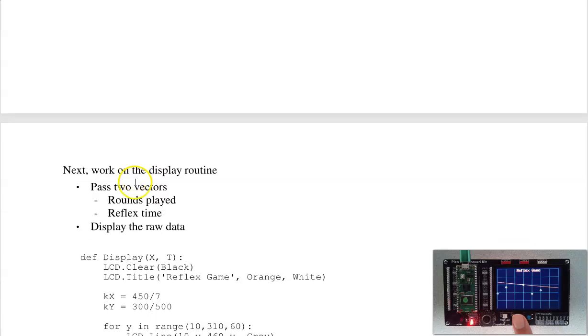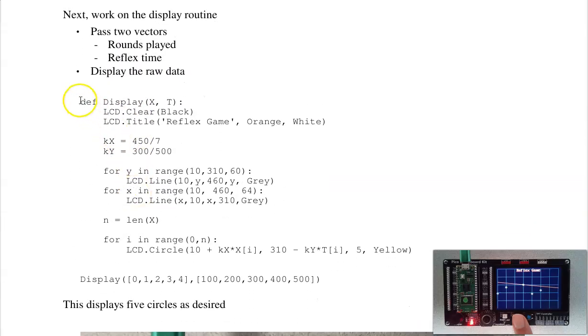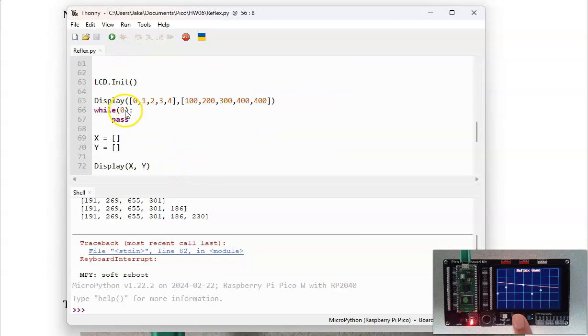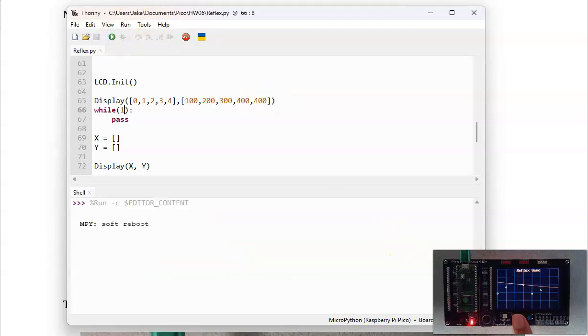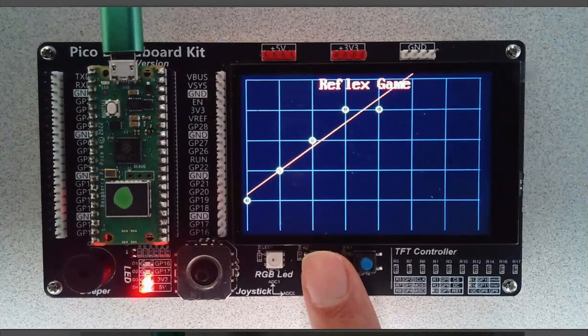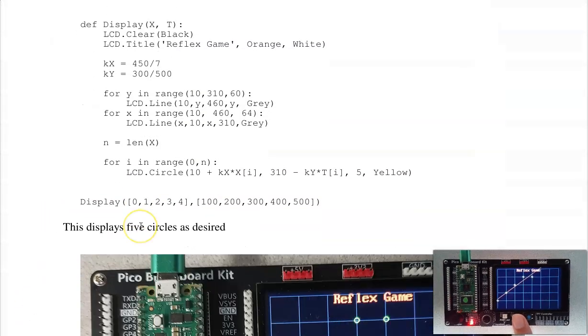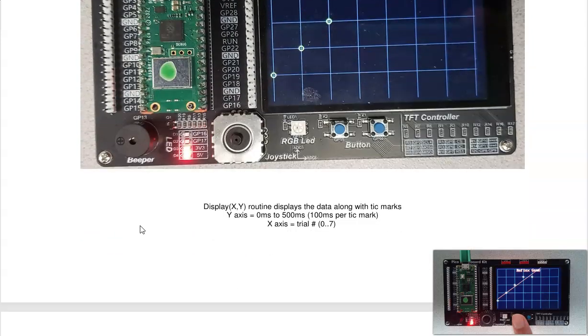Next step, work on the display routine. I'm going to pass my data points on the x-axis, plot my times, pass my times, and have it display. So what that looks like is I'm going to test it. I'm going to give it data where I know what the answer is. I should plot, here's my times, 0, 1, 2, 3, 4. Here's my reaction times. Try it. See if my display routine is working. So here's my numbers 100, 2, 3, 4, and that guy. The line shouldn't be in there yet, but we'll add that a little bit later. Okay, so my display routine is working.